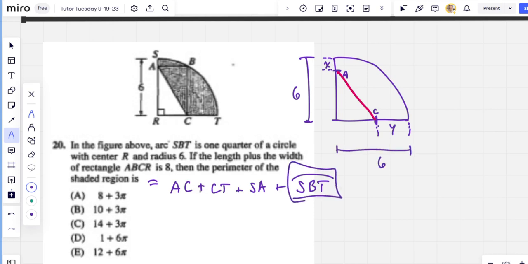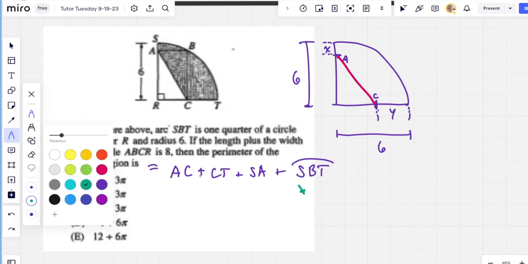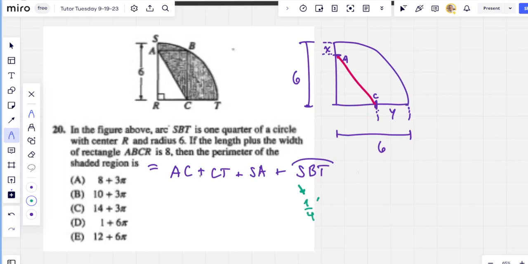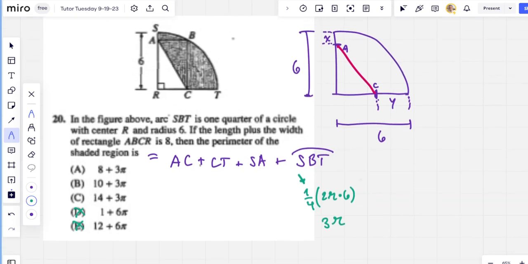Arc length SBT is going to be pretty simple to fill out. That's going to be 1/4 of a circle circumference, 1/4 of 2 pi times r, which is 6. It's going to be 3 pi. So probably going to rule out anything that has a 6 pi in it. What else have we got here?